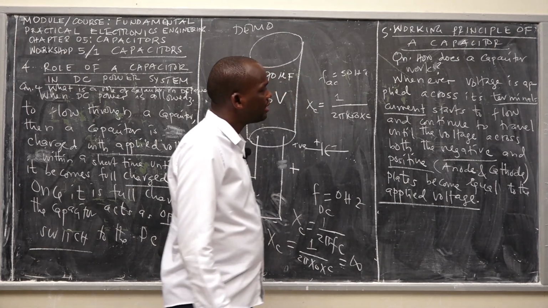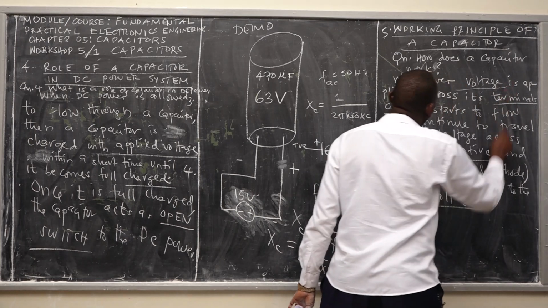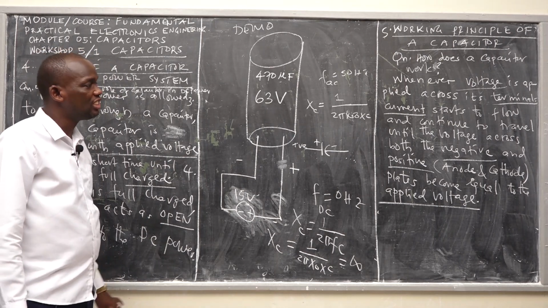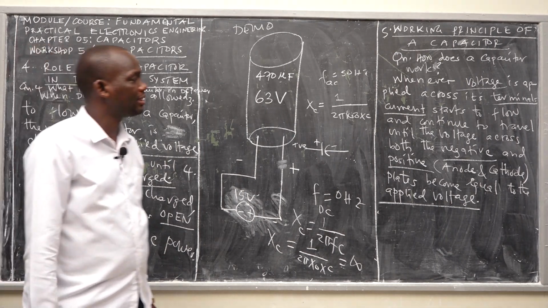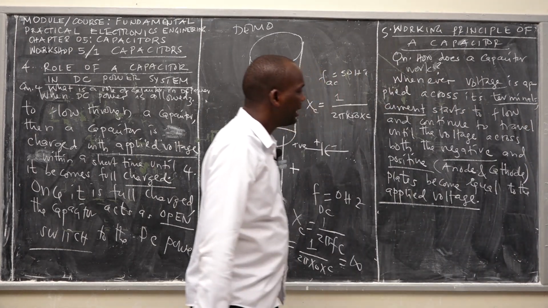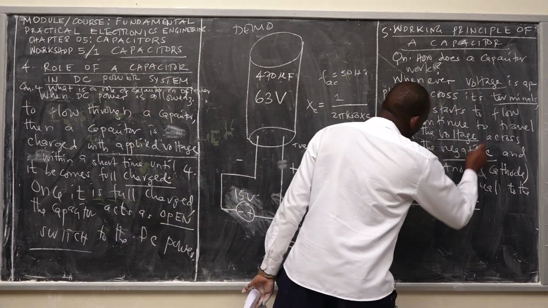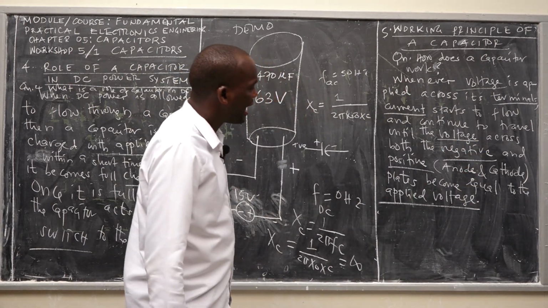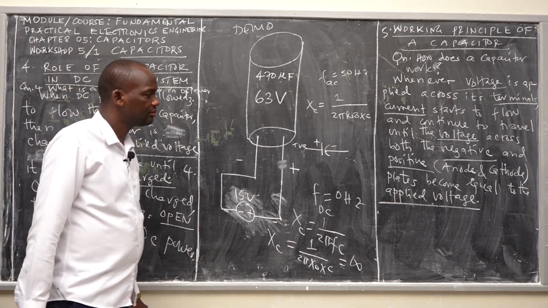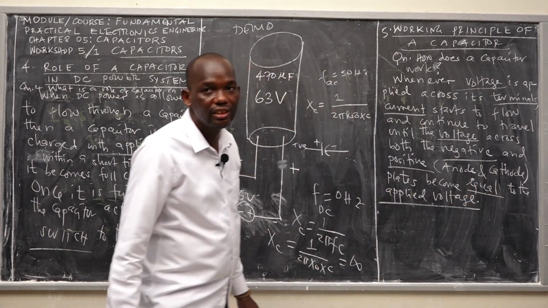So say, whenever voltage is applied across the terminals of a capacitor, then current starts to flow and continues to travel until the voltage across both negative and positive plates becomes equal to the applied voltage.